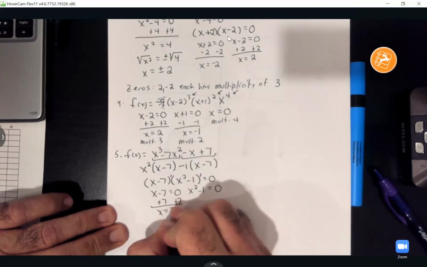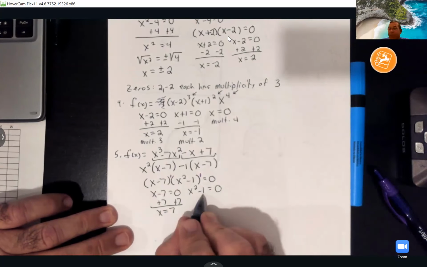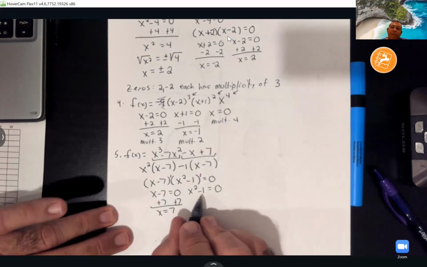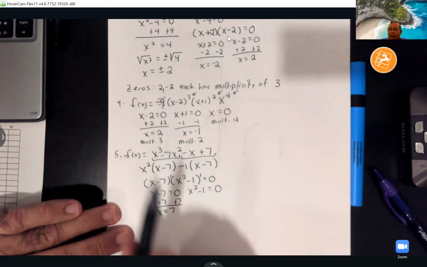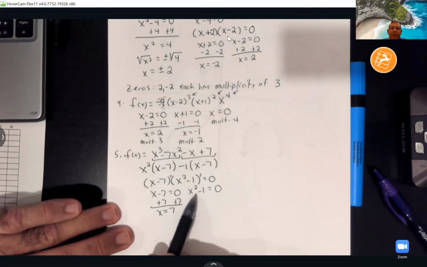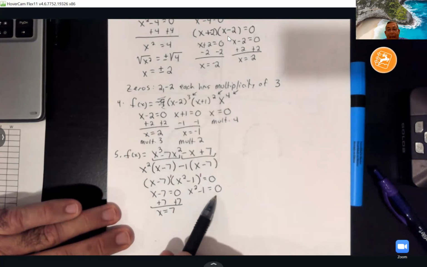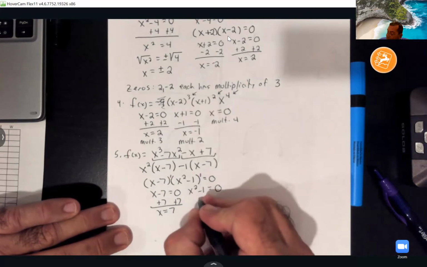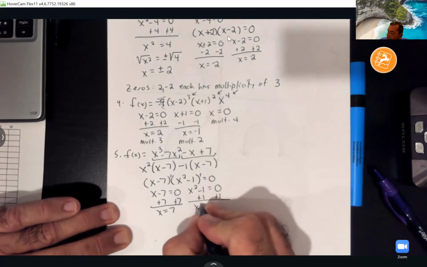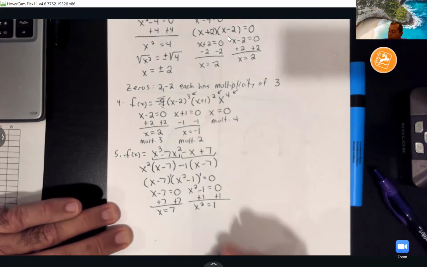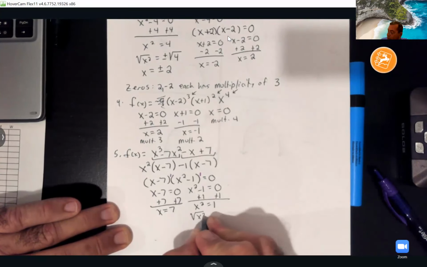And I get x is a positive 7. This one here, remember, you could factor this or do the square roots like I did up here. If you factored this, you'd get an x plus 1 times x minus 1. But I'm just going to hit it with the square root real quick. So I get x squared equals 1. I'm going to take square roots.